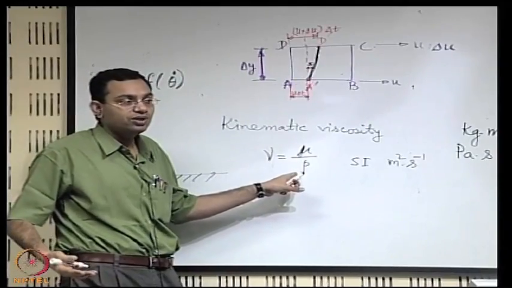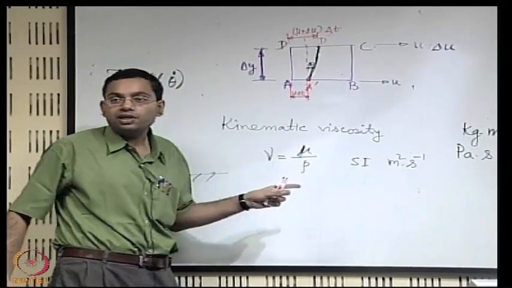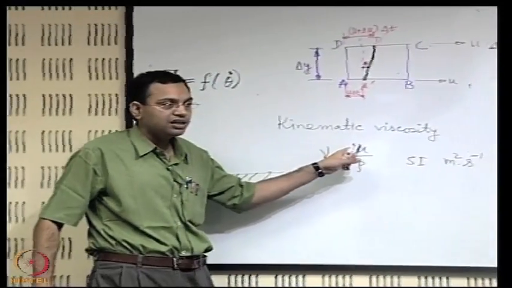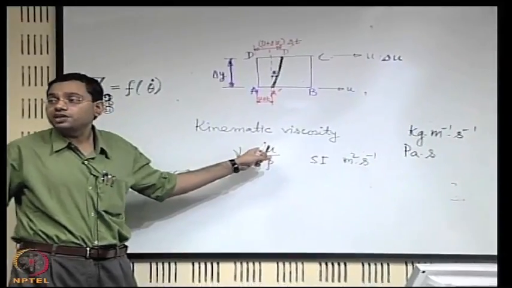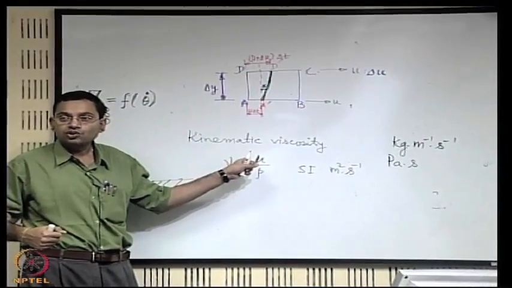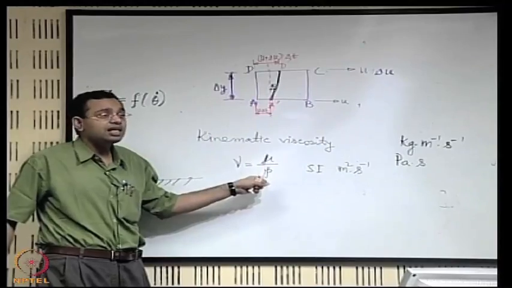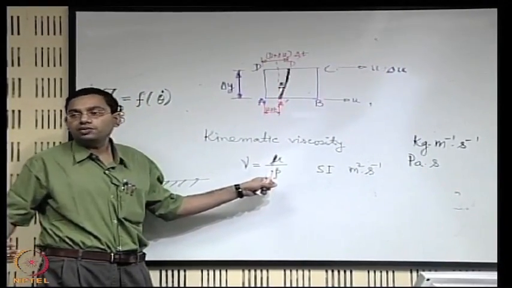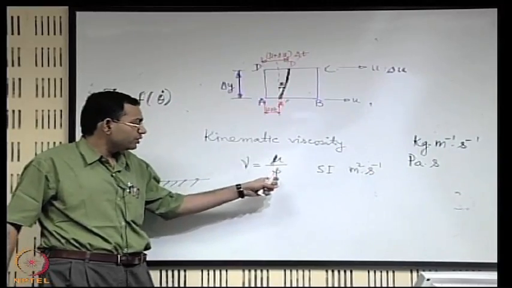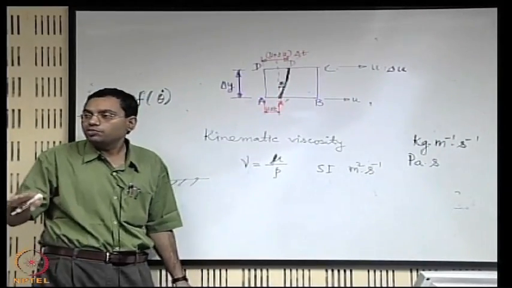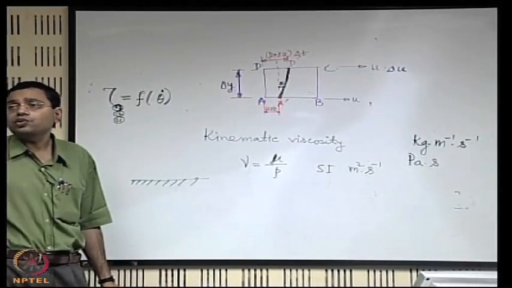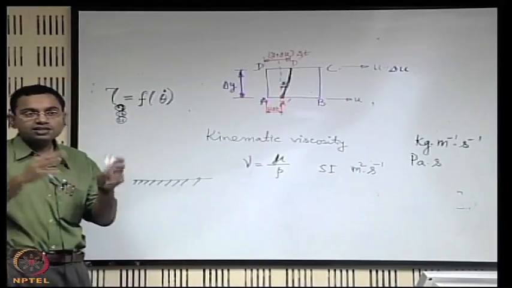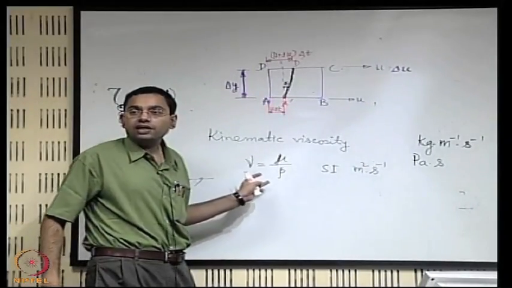So the denominator represents a physical property by virtue of which the fluid tries to maintain its momentum, and the numerator is a property by which it tries to disturb its momentum or propagate the disturbance. So it is an indicator of the relative tendency of the fluid to create a disturbance in momentum as compared to its ability to maintain its momentum through its inertia, right. That is the physical significance of the kinematic viscosity.